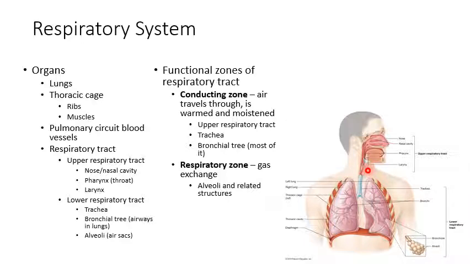Then in the lower respiratory tract, you have the trachea going down. Then the bronchial tree, where the trachea divides into two. That's where the bronchial tree begins. Airways in the lungs are called either bronchi or bronchioles, depending on how big they are. And all of that is part of the bronchial tree. So the lungs are basically almost entirely composed of the bronchial tree.